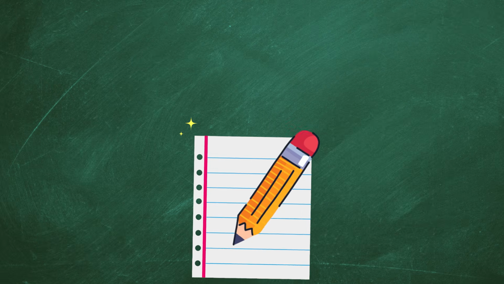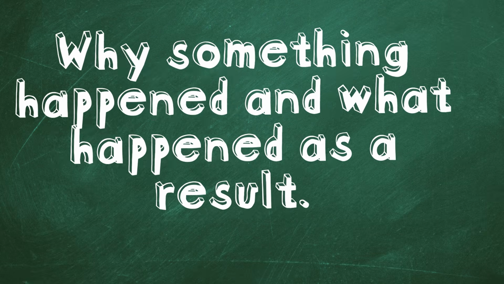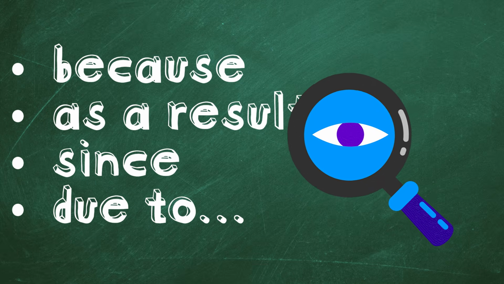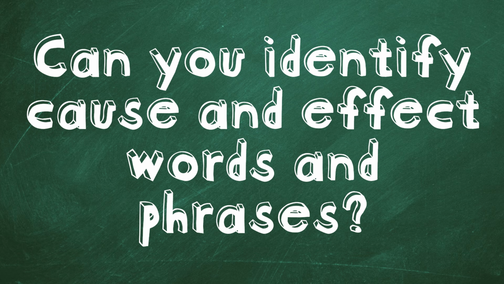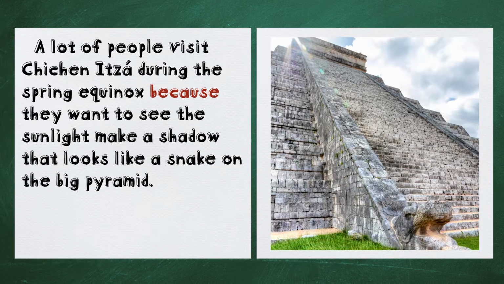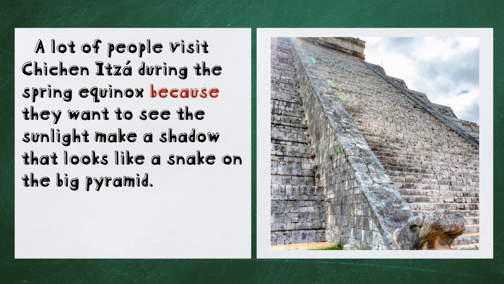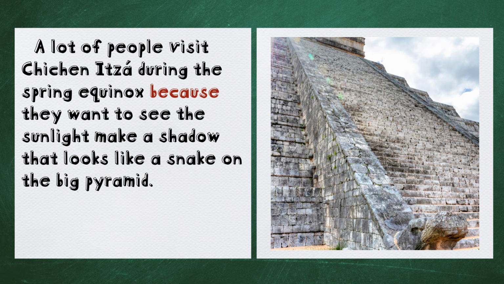Our next scheduled stop is cause and effect. In this type of text, authors explain why something happened and what happened as a result. Keep an eye out for clue words such as because, as a result, since, or due to. See if you can identify any of those words and phrases in this example. A lot of people visit Chichen Itza during the spring equinox because they want to see the sunlight make a shadow that looks like a snake on the big pyramid.